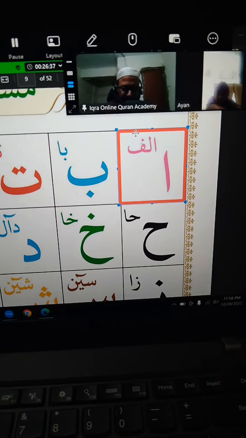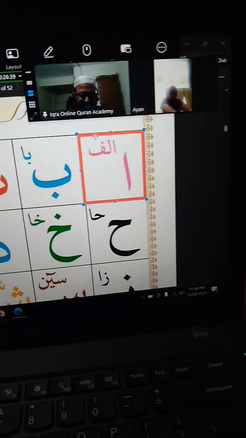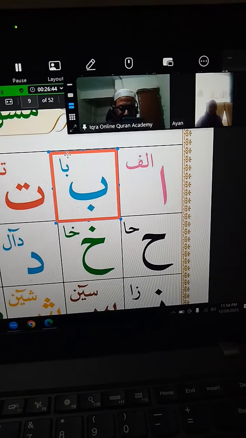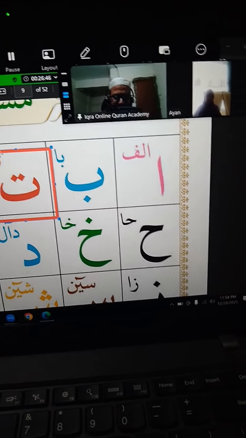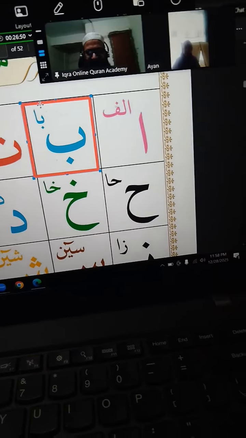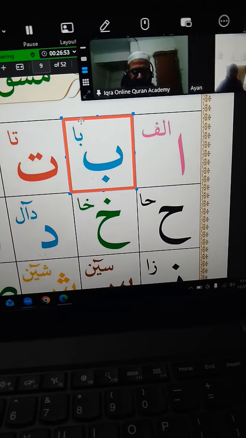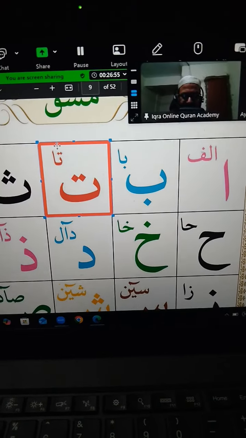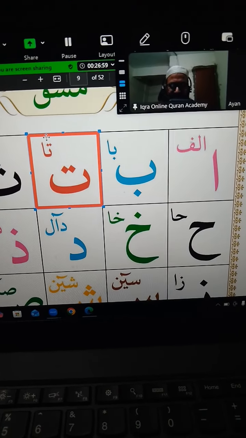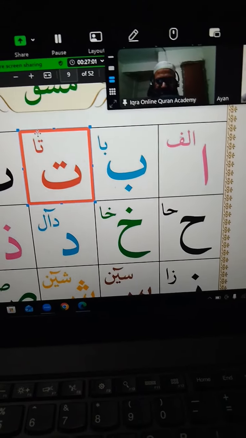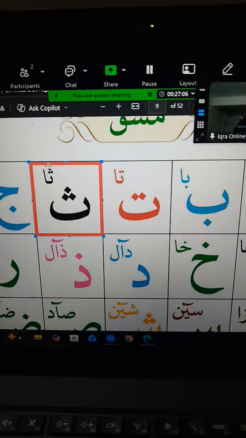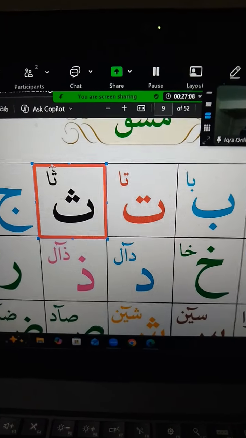Okay, so the first letter is alif. Then the second letter is ba, the third letter is ta. Ba has one dot in the bottom, and ta has two dots on the top. Got it? Ta has how many dots? Two dots on top. And here is another letter, sa. What is it? Sa.